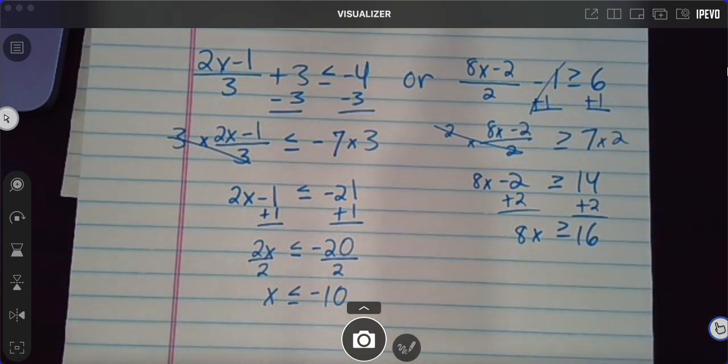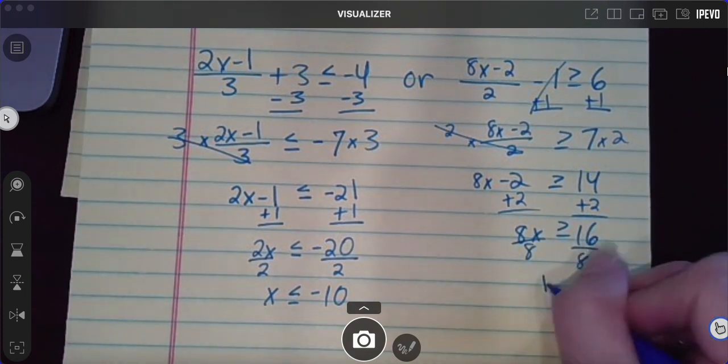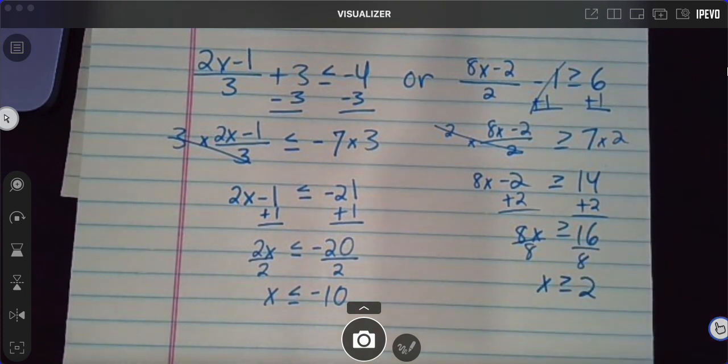Then what? Divide by 8. It's 2. And x is greater than or equal to 2. Now, what answer choice matches that, y'all, on your paper? A. Does everybody see that A is the only one? And they graphed it. So make sure you can understand their graph, okay?